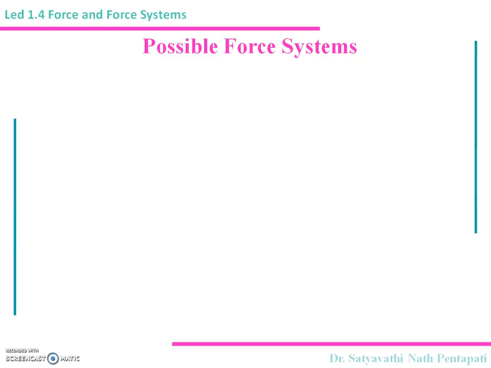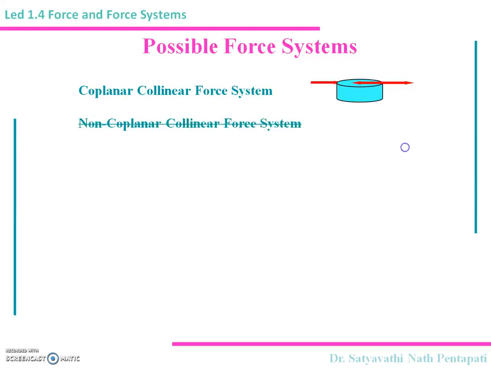Now we have seen different force systems. Combinations of all these force systems are also possible. Let us see what possible combinations there are. First, coplanar collinear force system. When forces are collinear, they should be coplanar also, because if they are acting along one line, that line is a part of a plane. So a collinear force system should always be coplanar. A non-coplanar collinear force system cannot exist at all.